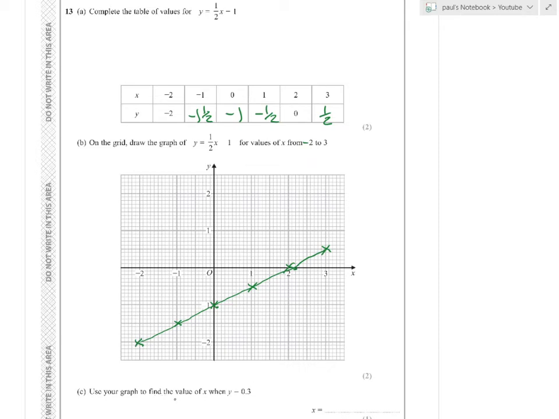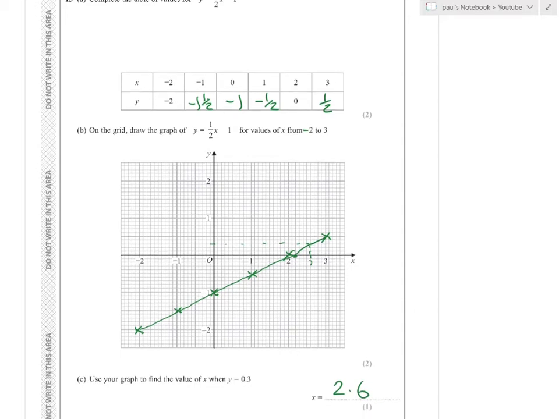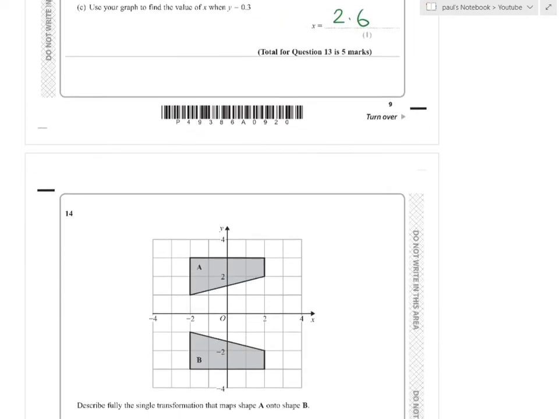Find the value of x when y is 0.3. So here's y. These are all in tenths. So 1, 2, 3 there. Go along very carefully till you get to that. And that looks as though it could be 2.6. Let's come down a little bit.